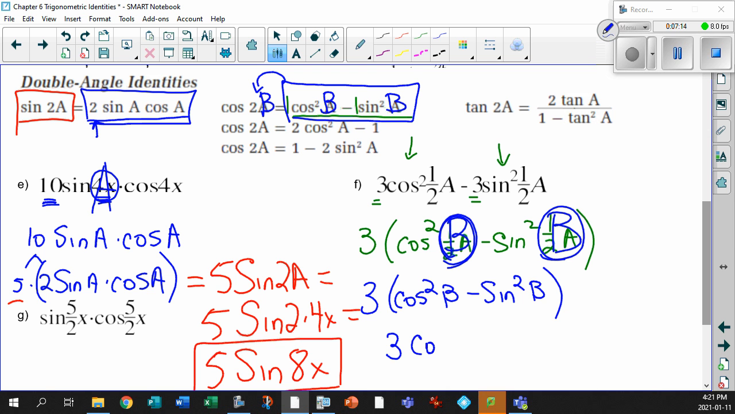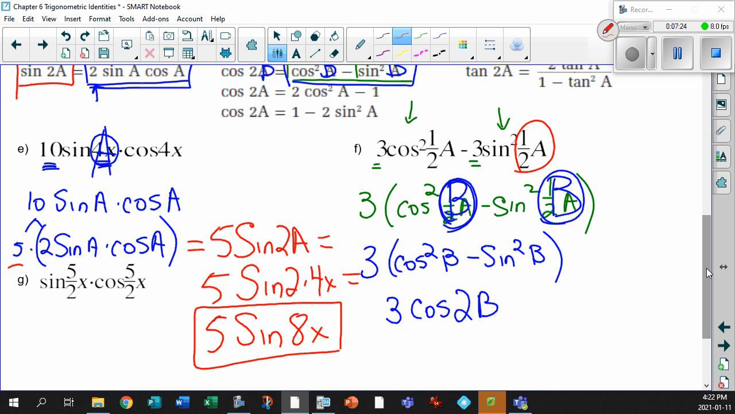Okay, so I got a 3 in front of that, meaning that this is going to be cos 2B. But what did I write in for B here? Do you remember what I wrote in for B? Yeah, it was 1/2 A, wasn't it? Okay, so let's just put it back. This equals 3 cos of 2 times 1/2 A. Oh my goodness, check this out. The 2's cancel. My answer here then would be 3 cos A.